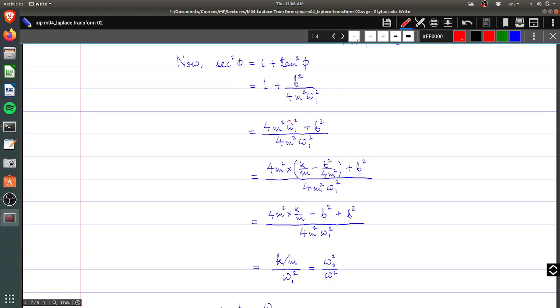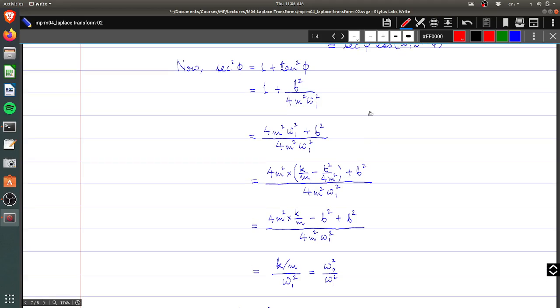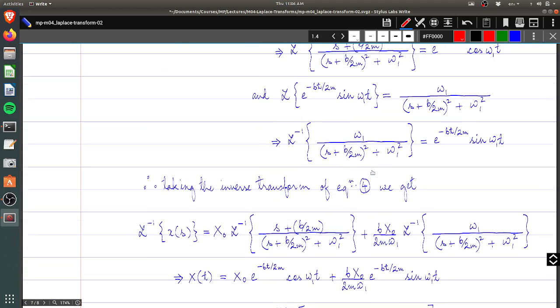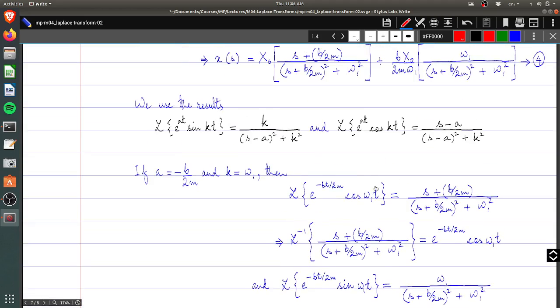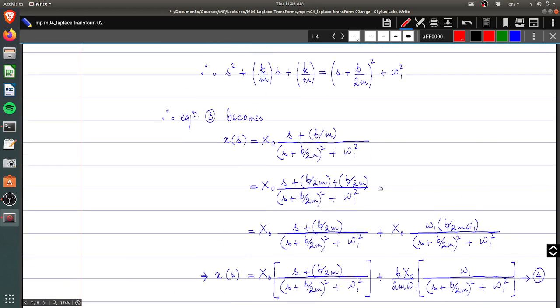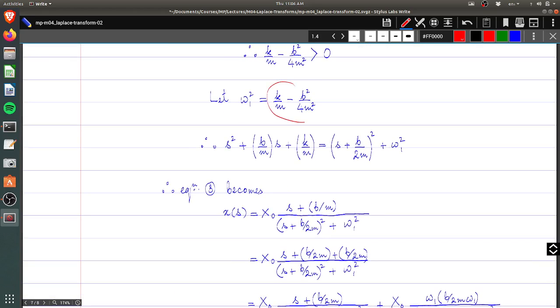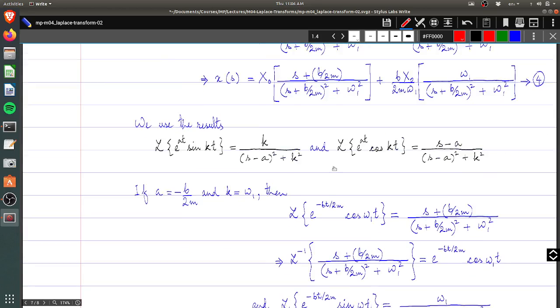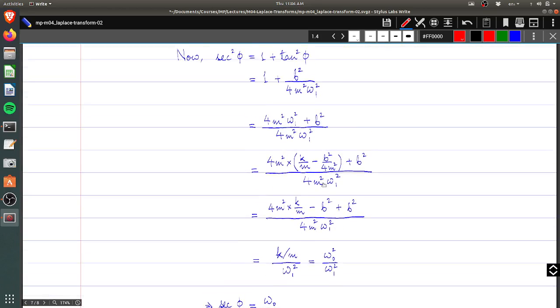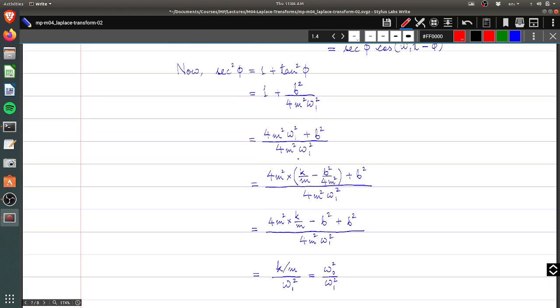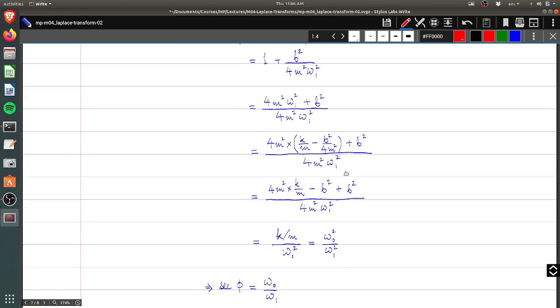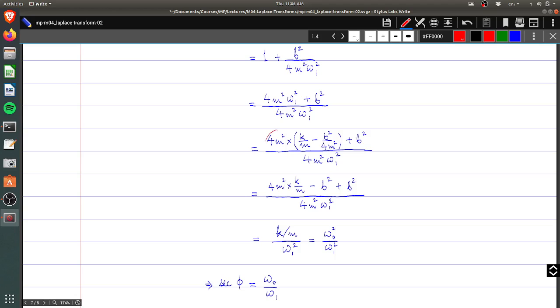Here we have omega 1. I just replace the definition of omega. What is omega? We defined omega 1 in this way, so omega 1 square in this way. So we just substitute that definition of omega 1 square. I substituted that definition, and then what we have here is 4m square by km. We have this one, then this 4m square and this 4m square will get cancelled, we'll get minus b square.